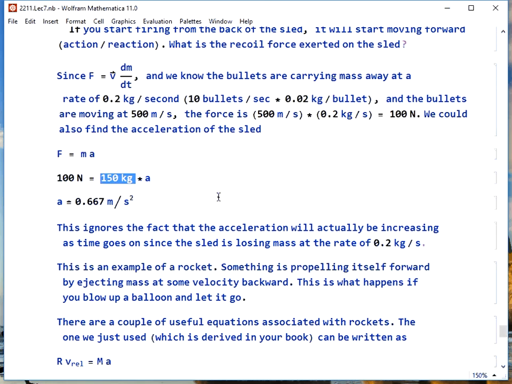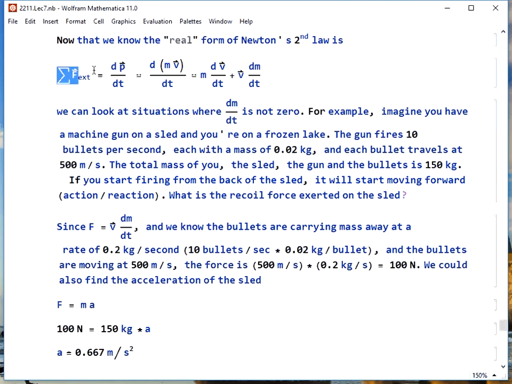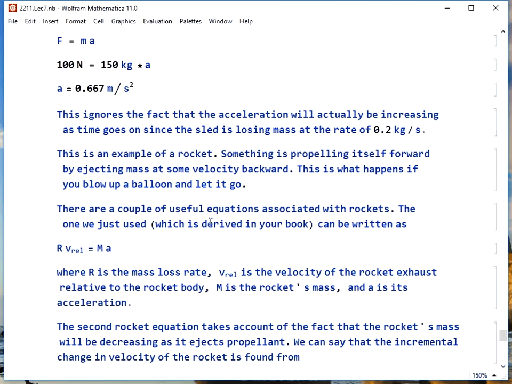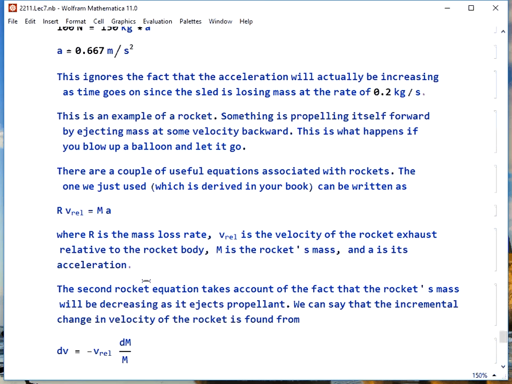We can take this force law that we found up here, and we can use it to get the first rocket equation. This is derived in your book, where R is the mass loss rate, the dm/dt. V-rel is the relative velocity between whatever you're throwing out the back of the rocket and the rocket itself. Those two equal ma, where m is the rocket's mass and a is its acceleration. That's what we just used in this problem up here.